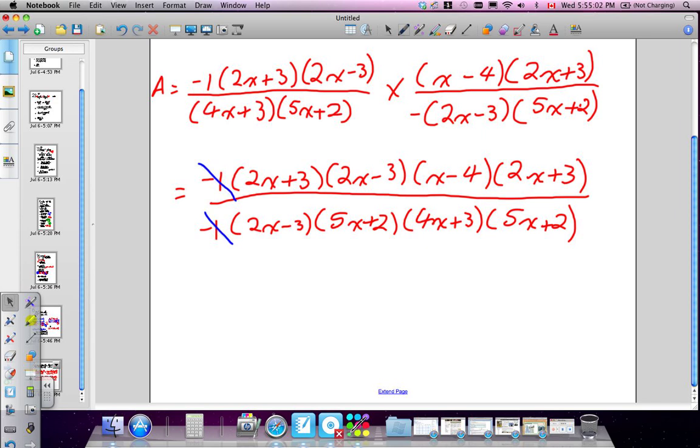Top and bottom. You sure? Yes. What about 2x minus 3 and 2x minus 3? Oh, I didn't see that one. Those are the same. So essentially, I could line them up together, and when you divide 2x minus 3 by 2x minus 3, it's just going to be 1 again. So these two cancel out.